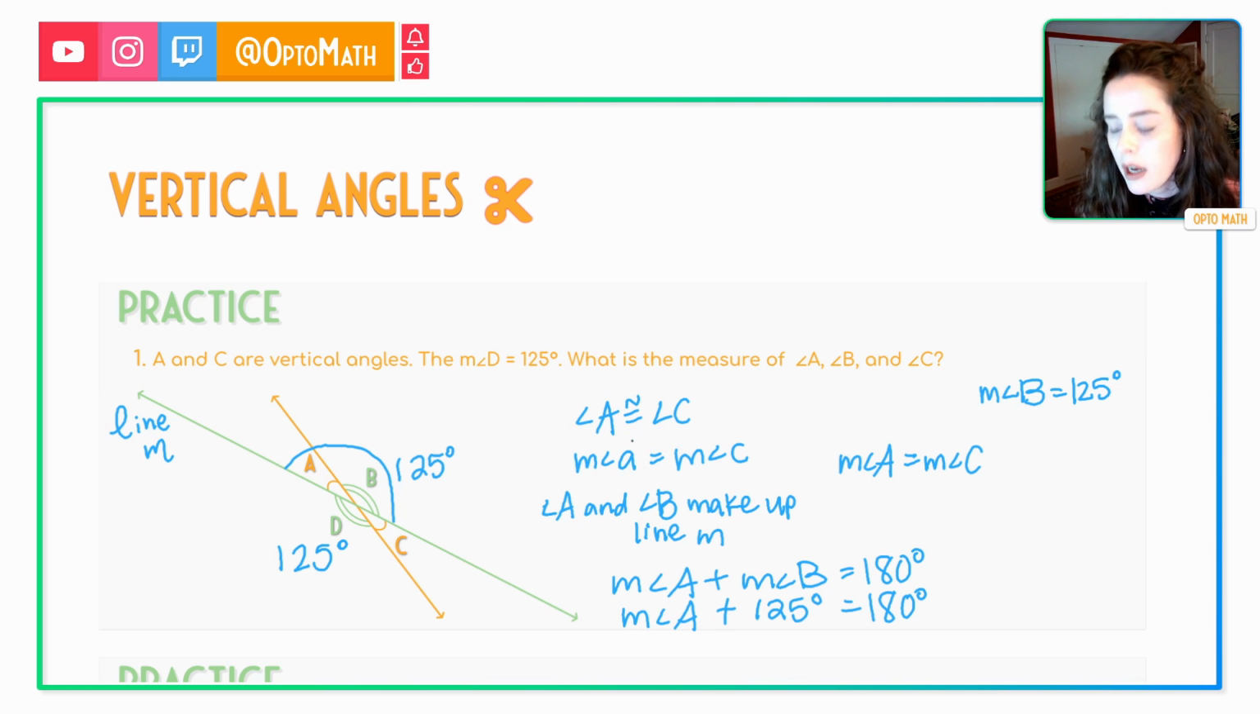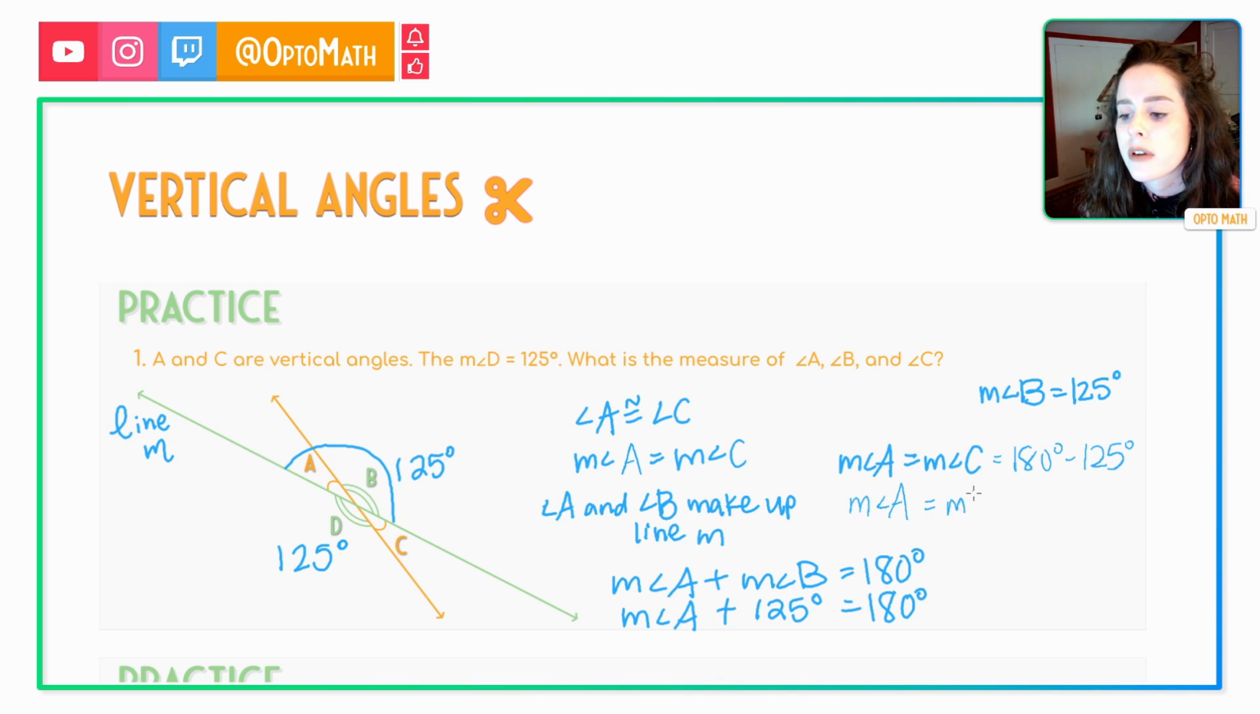We could also write these as capital letters instead to go along with this. So the measure of angle A is equal to the measure of angle C because they're vertical angles. And that's going to be 180 minus 125 degrees. So that's all we have to do. We just have to solve that and we're going to be done with this problem. The measure of angle A equals the measure of angle C. And what's 180 minus 125? That's going to be 55 degrees.